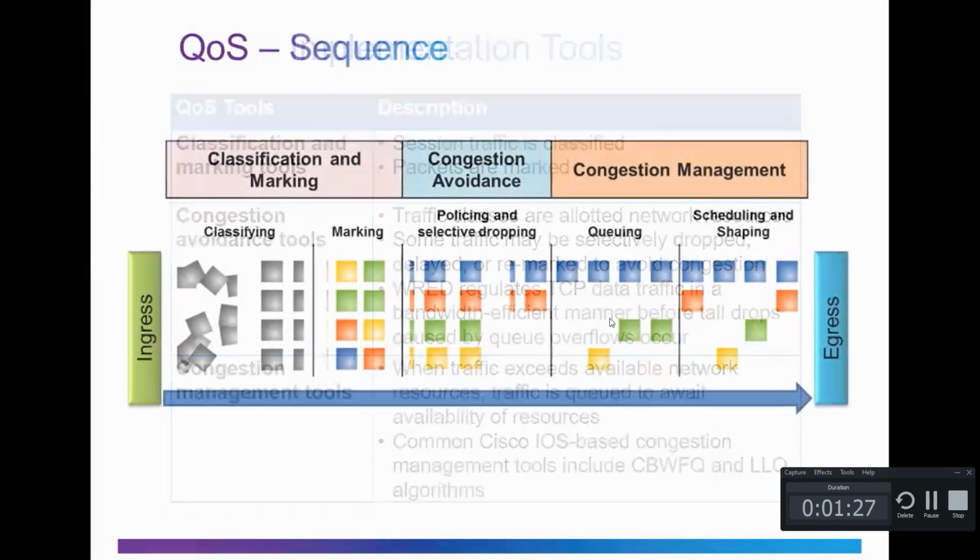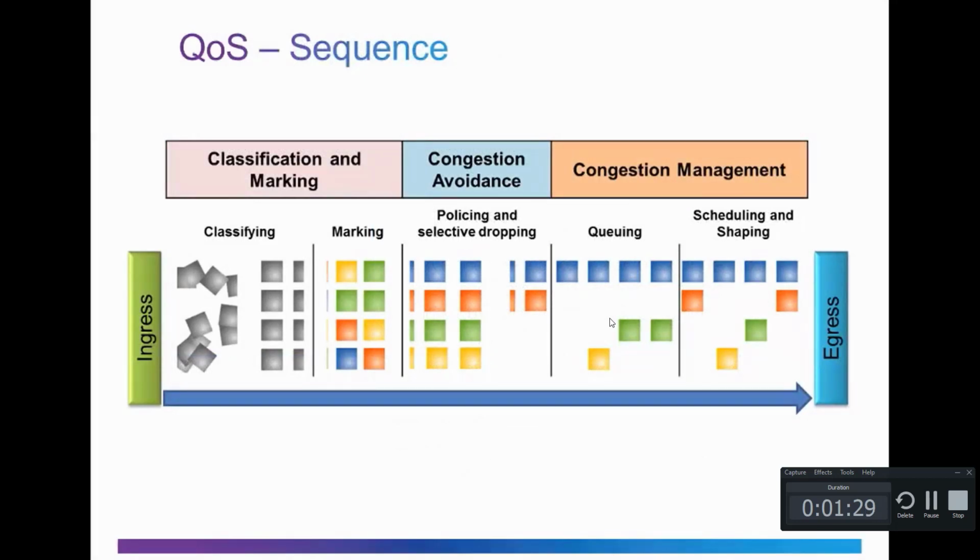If we look at this diagram, you can see the three sets of tools being used in sequence. From the ingress interface on a router to the egress or exit interface of the router, you can see that traffic is first classified and then marked. Notice in the graphic how the packets before being classified are all seen here as gray. As they're classified into different classes, they're marked in the IP header, indicated here with the colorization of the different packets. Congestion avoidance is where traffic is policed and selectively dropped.